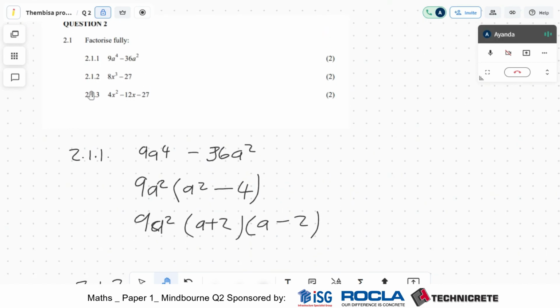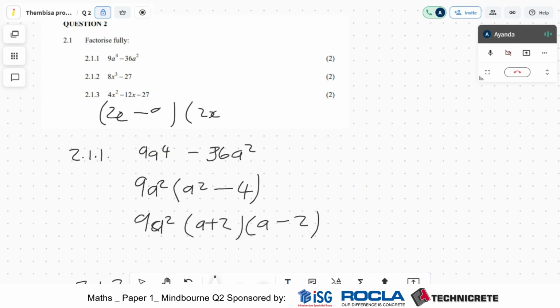For 2.1.3, we have 4x squared minus 12x minus 27. So this is a trinomial. We need to find two numbers that when we multiply them are going to give us negative 27, and when we add those two numbers together, they're going to give us negative 12. We need to also find two numbers that are going to give us 4x squared. So this is going to be 2x in the one bracket, and we're going to have 2x in the other bracket.